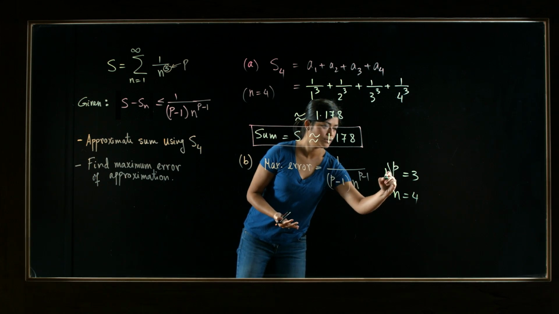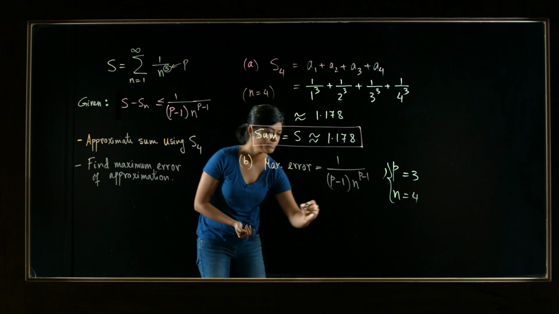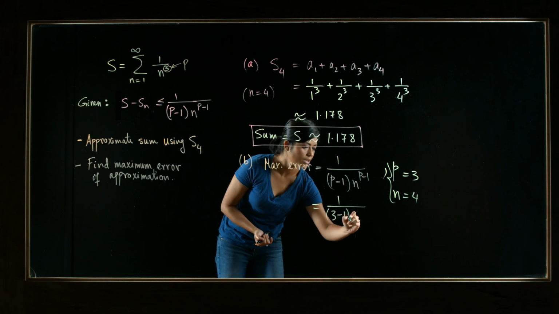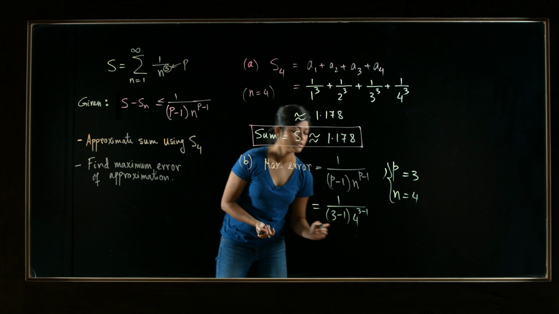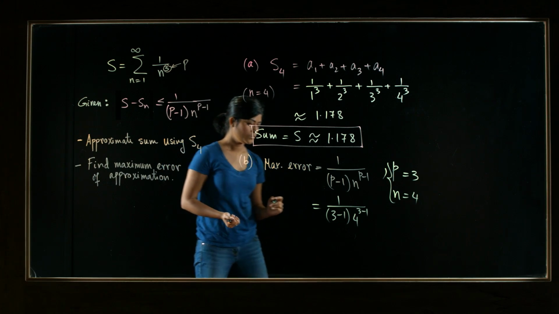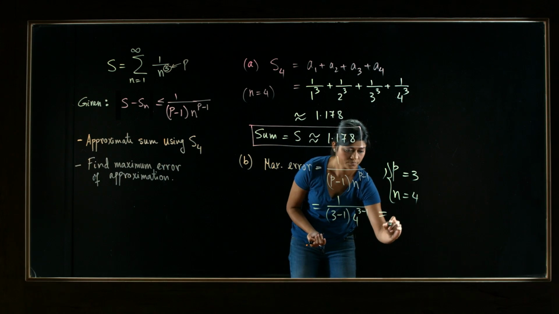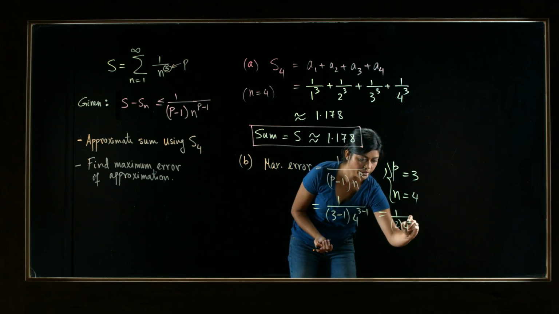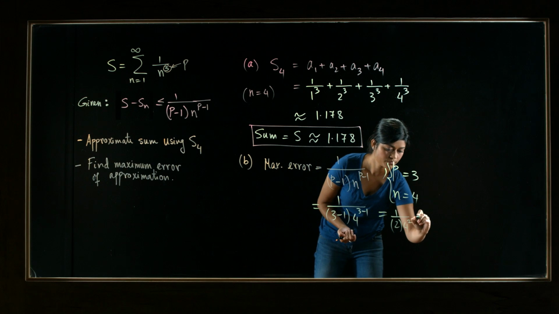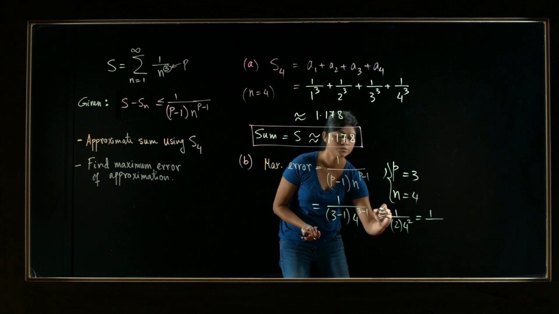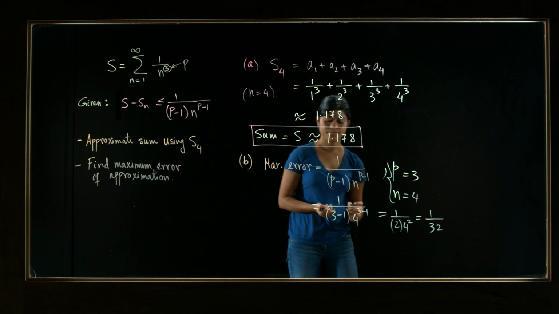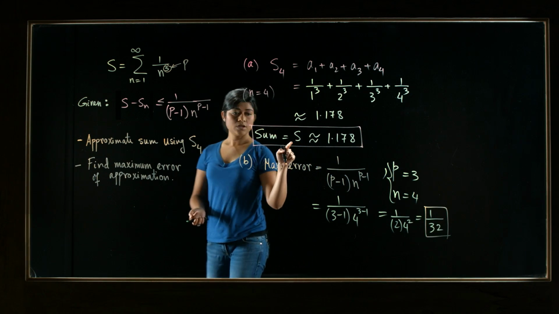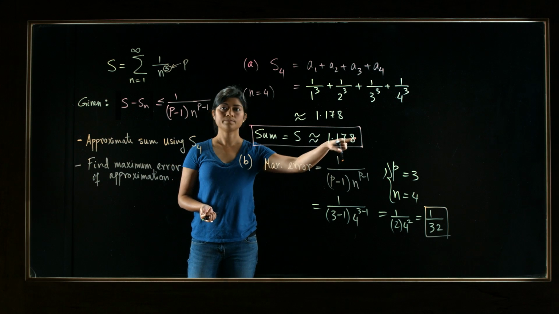All right, so let's just plug those values in. This is 1 over (3 minus 1) times 4 to the power 3 minus 1. And that is 3 minus 1 is 2, and 4 squared is 16. So 16 times 2, that's 32. So 1/32 is the maximum error of our approximation of the sum, 1.178.